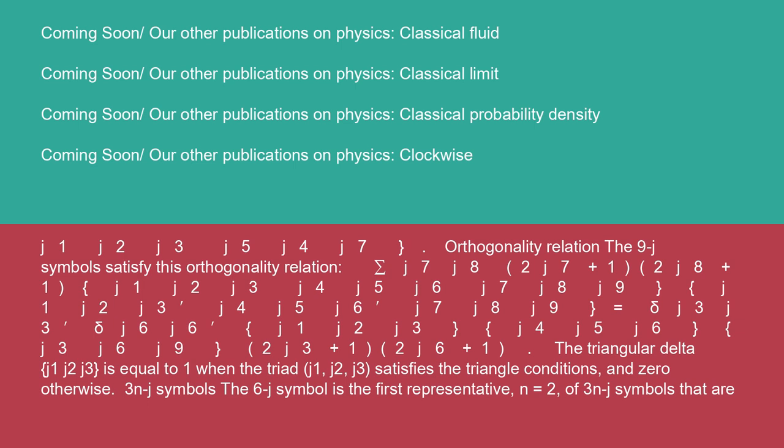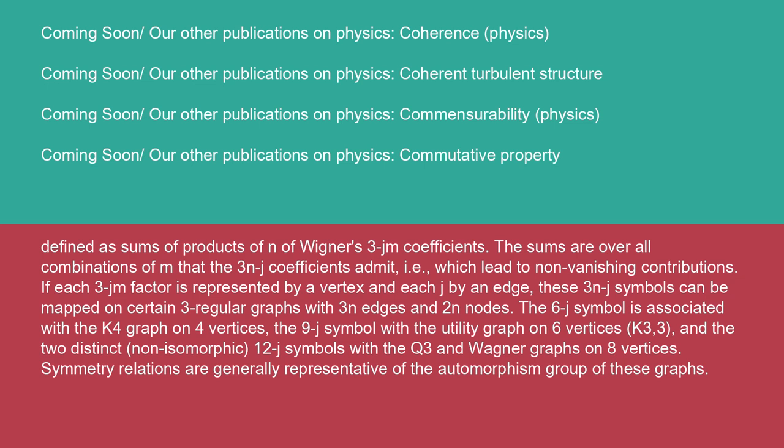3nJ symbols. The 6J symbol is the first representative, n equals 2, of 3nJ symbols that are defined as sums of products of n of Wigner's 3jm coefficients. The sums are over all combinations of m that the 3nJ coefficients admit, i.e., which lead to non-vanishing contributions. If each 3jm factor is represented by a vertex and each j by an edge, these 3nJ symbols can be mapped on certain 3-regular graphs with 3n edges and 2n nodes. The 6J symbol is associated with the K4 graph on 4 vertices, the 9J symbol with the utility graph on 6 vertices, K3,3, and the 2 distinct, non-isomorphic 12J symbols with the Q3 and Wagner graphs on 8 vertices. Symmetry relations are generally representative of the automorphism group of these graphs.